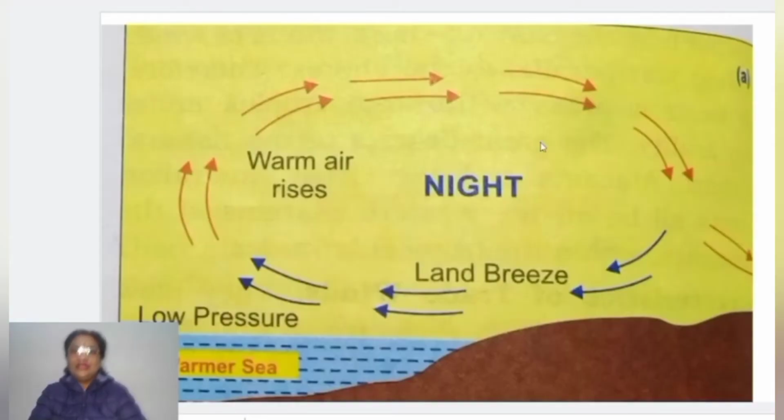Hello children. In this video I am going to discuss two more types of winds, which form an essential part of the topic atmospheric pressure and winds. The two types of winds we are going to discuss are, number one, the periodic winds, and the other one is the local wind.